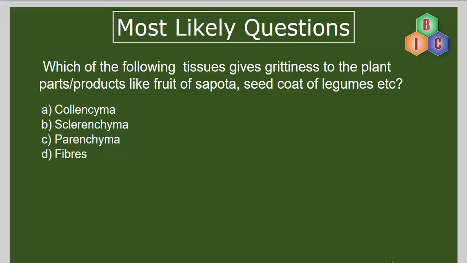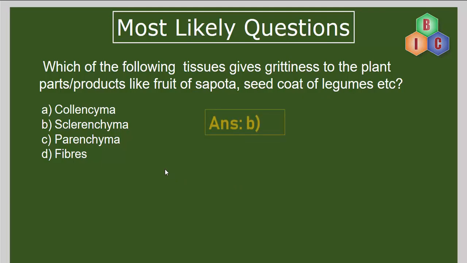Now let's look into the question. Which of the following tissues gives grittiness? That means a kind of support to the plant parts or to the products of the plant like the fruit of sapota, seed coat of legumes, etc. The four options are: option A collenchyma, option B sclerenchyma, option C parenchyma, option D fibers. Which of these four will be giving grittiness to the plant parts or to the products of the plant like the fruits of sapota, seed coat of legumes, etc.?